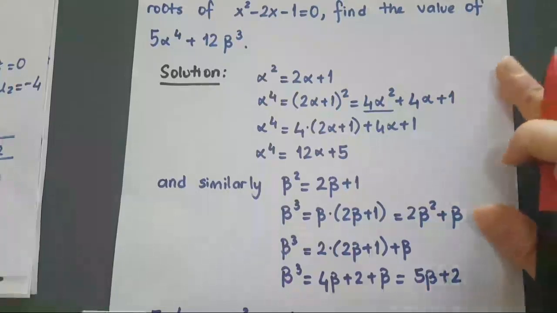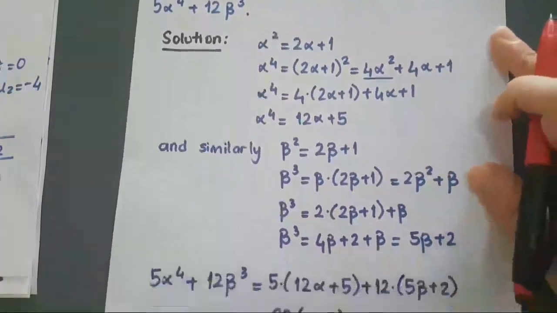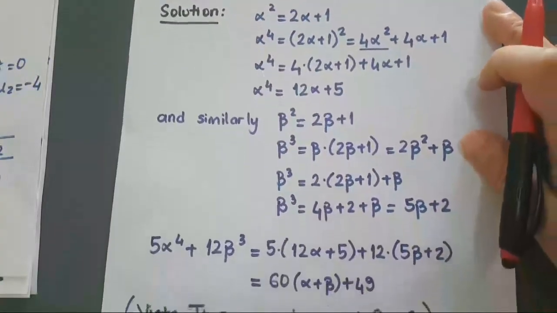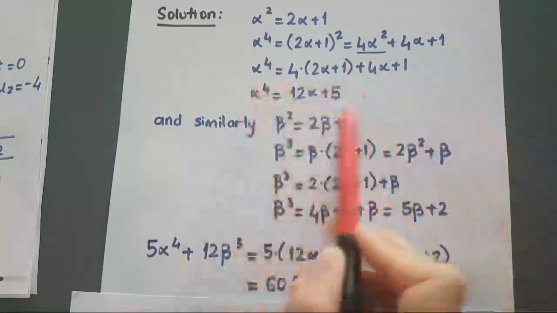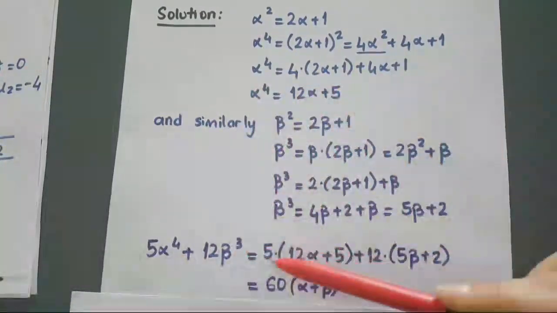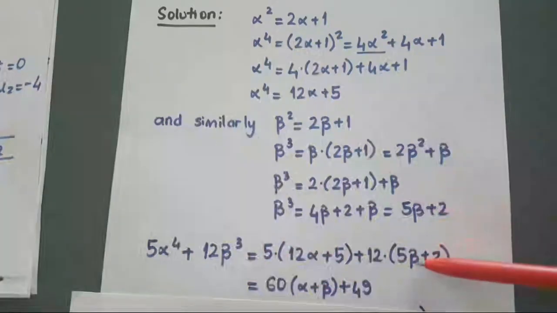So, at the end, what do we do? We were asked 5 alpha to the power of 4 plus 12 beta cubed. So, I will substitute alpha to the power of 4, what I got here. I will substitute in the expression 5 times 12 alpha plus 5 and 12 times beta cubed, which is 5 beta plus 2. When you simplify this expression, you will get 60 times alpha plus beta plus 49.